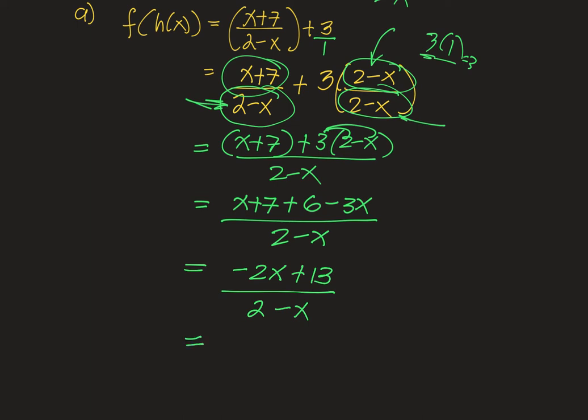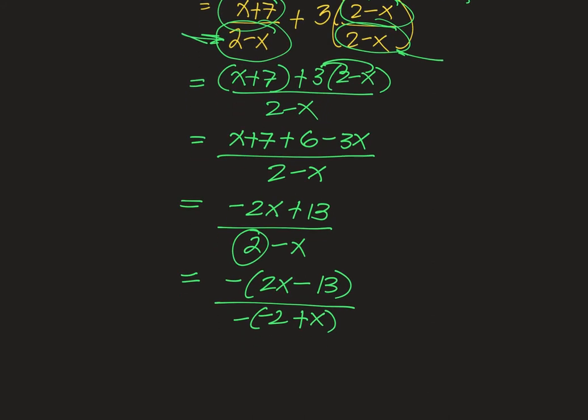Now, if your teacher decides to simplify this and make x positive, this is what your teacher will do. So factor out the negative sign. You have positive 2x, the plus 13 becomes minus 13. Down below, you have negative, then this becomes negative 2, negative x or minus x becomes positive x.